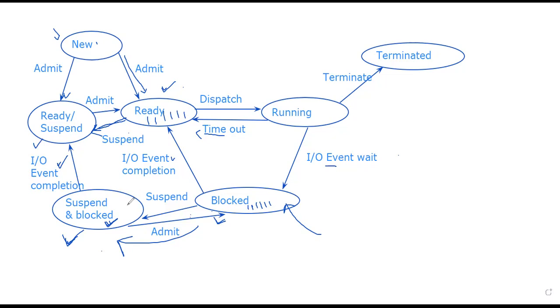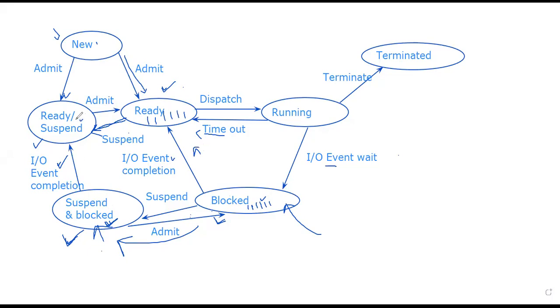Now suppose a process has moved to the suspend and block due to storage issues in the primary memory. If there is now storage space in the primary memory, then we can move it from the suspend and block to the block state, because the reason it got moved from the block to the suspend and block was that there was not enough space. Now it has enough space, so it will move to the block state, because, as I have told you, the movement of processes in the secondary storage is slower compared to the primary memory. And once it meets the IO event completion, it will move to the ready state.